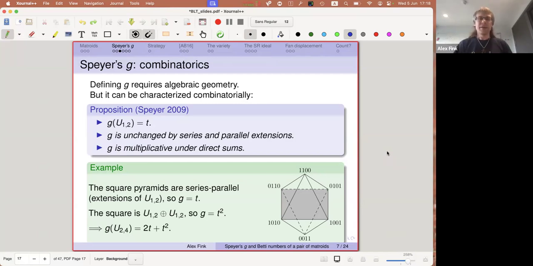Especially if you can subdivide a matroid into series parallel pieces, this lets you compute G, which is what I've done in the example at the bottom with the square pyramid. This is the subdivision from before, and it turns out the two square pyramids are series parallel. Each of them contributes a t. The square is U1,2 direct sum U1,2, so that contributes a t squared. G is covaluative, so I just add up all those pieces, and I get 2t plus t squared. That is the evaluation of this thing for U2,4.